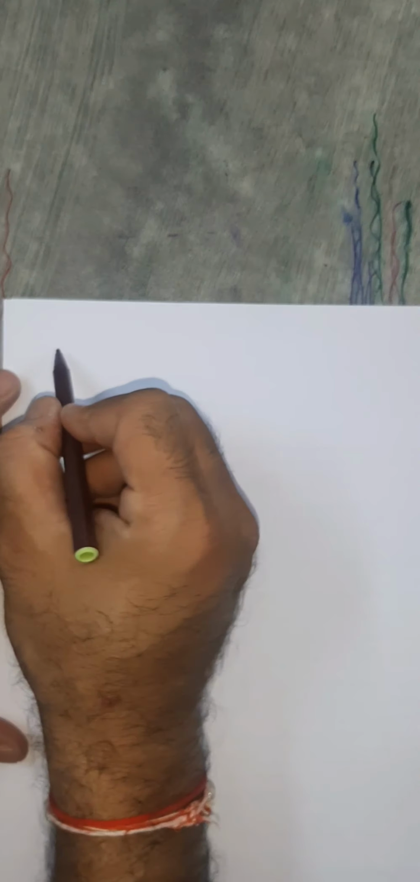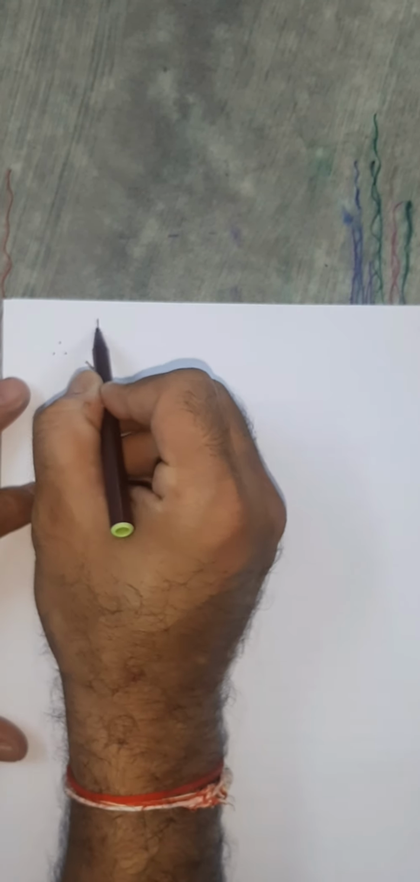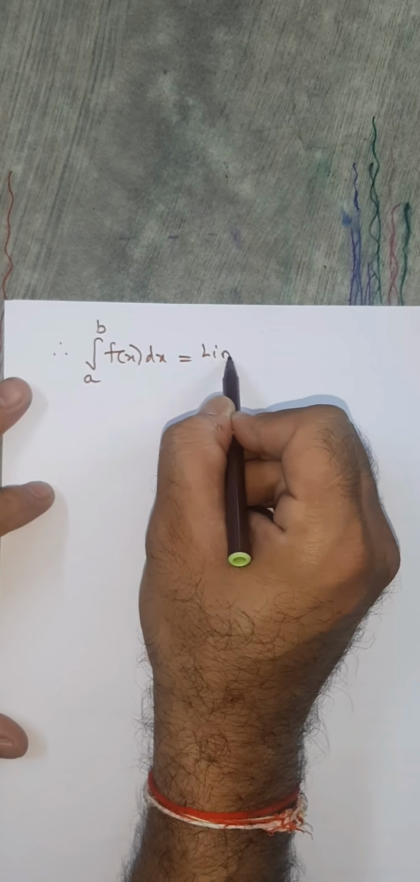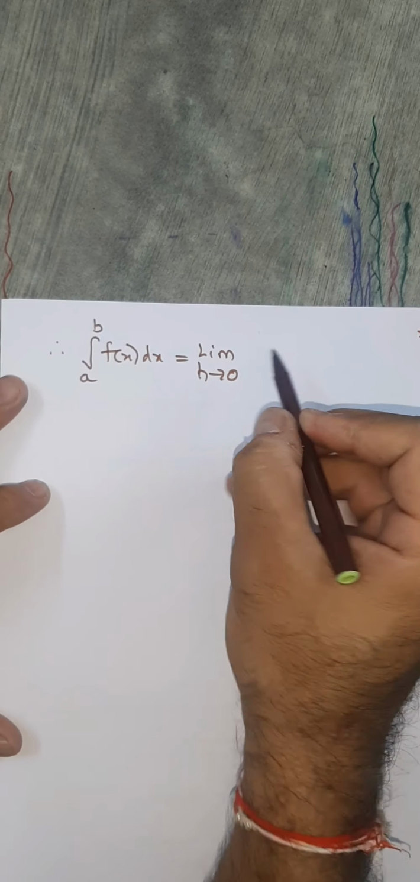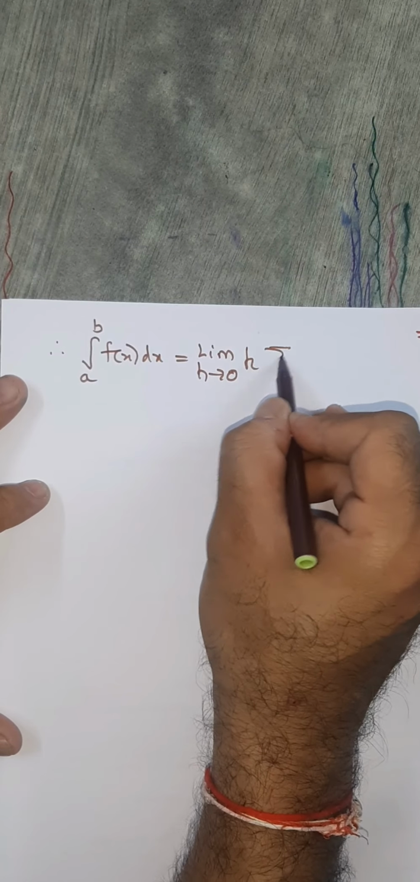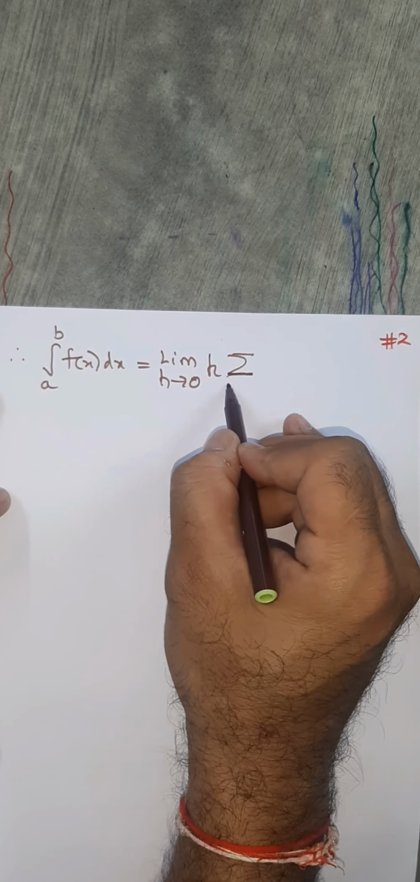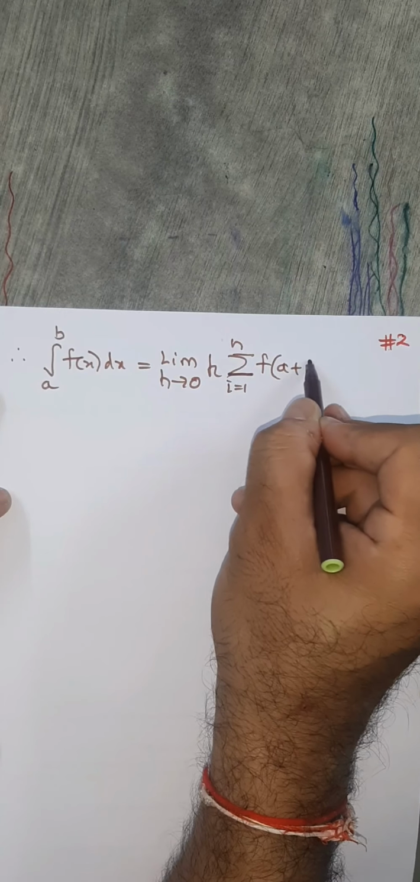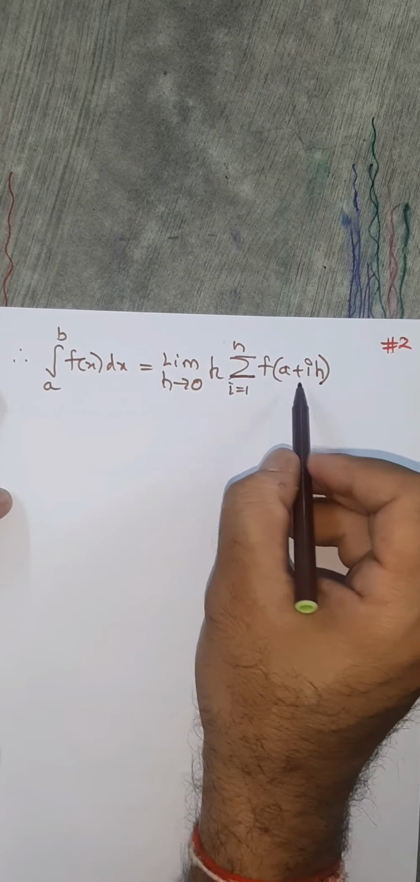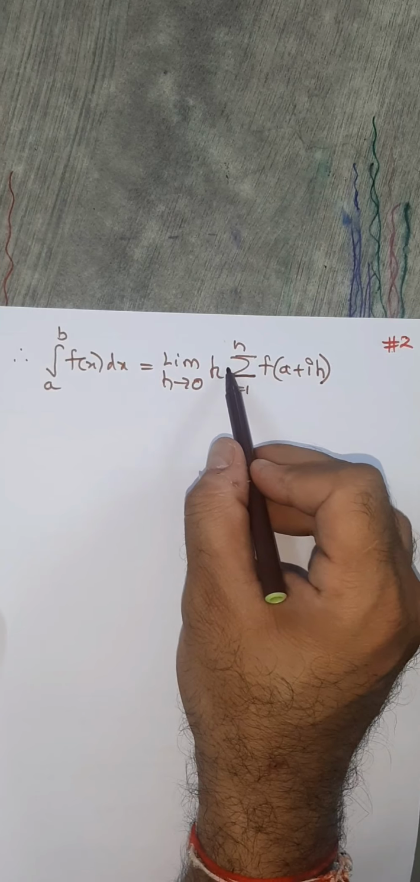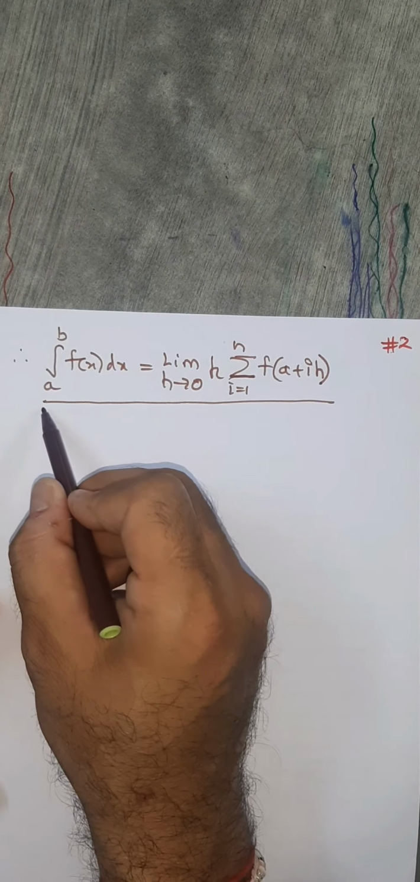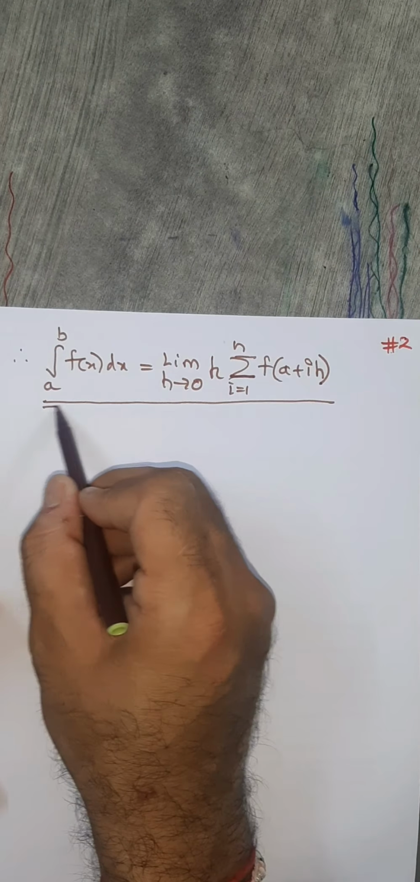So finally, you need to keep in your mind, the integral from a to b of f(x) dx is given by the limit as h tends to 0. h I'll keep outside, and that addition I'll express as a sigma, i runs from 1 to n, f of a plus ih. If you take different values of i and drop the sigma notation, you will get that expression. So this is the definition. This is called the definite integral as a limit of this summation, remember.